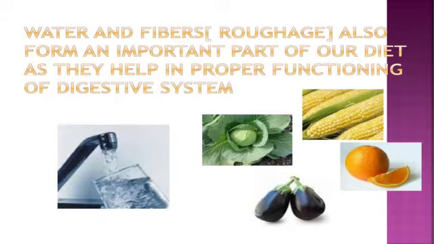So apart from carbohydrates, proteins, fats, vitamins, minerals, apart from all these nutrients, what else is required for our body? Apart from that, we also require water and dietary fibers. It's called as roughage. So they also form an important part of our diet as they help in proper functioning of digestive system.